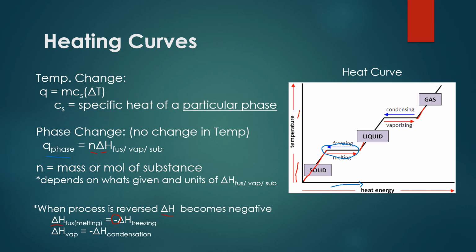Same thing would go if we're talking about the change in enthalpy of vaporization. If the process you're looking at isn't a liquid going to a gas, but the reverse process, a gas being condensed down into a liquid, then you need to make sure to change that sign on that delta H.